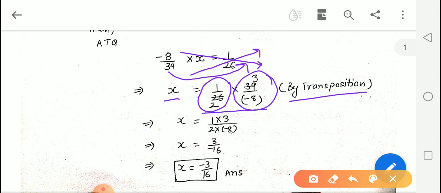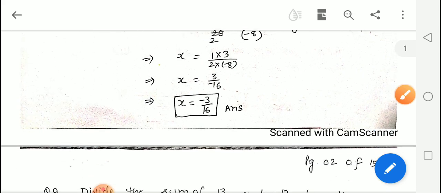Now we will do the cancelling in this step and we will reach this step. After that we get 3 upon negative 16 as the value of x. Now we will convert this into negative 3 upon 16 because we will not write a negative denominator. So we will multiply its numerator and denominator by negative 1 so that we get negative 3 upon 16 as the answer. Now the next question.